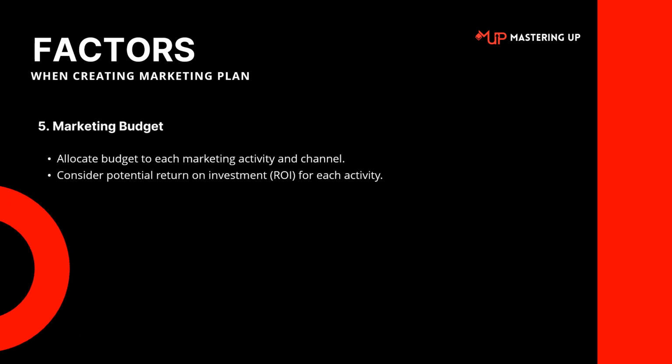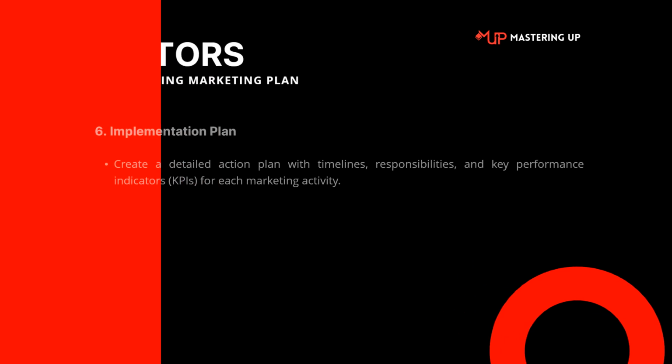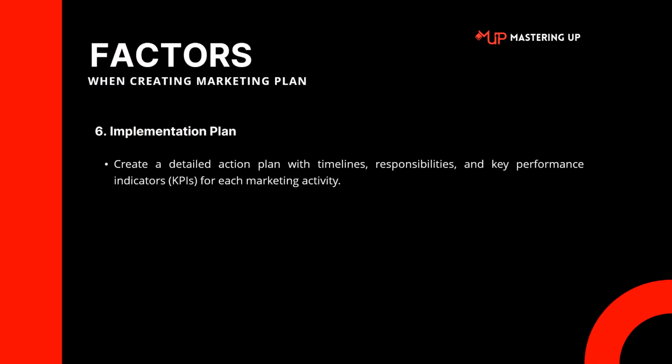Number 5. Marketing budget. Allocate budget to each marketing activity and channel. Consider potential return on investment for each activity. Number 6. Implementation plan. Create a detailed action plan with timelines, responsibilities, and key performance indicators for each marketing activity.